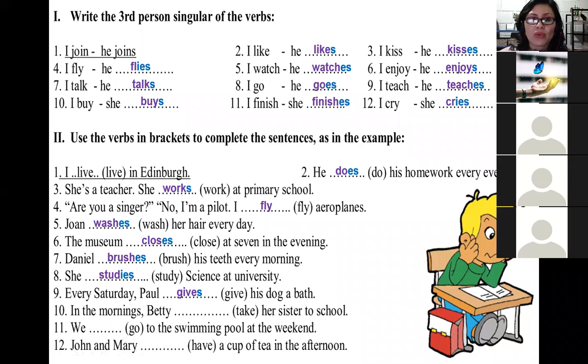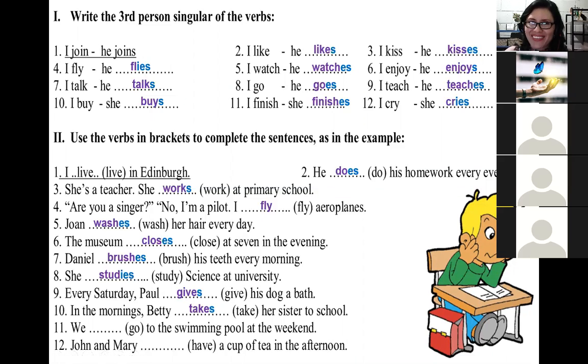Very good. What about number 10? In the mornings, Betty what? Okay, muy bien. Takes, right? Takes her sister to school. In the mornings, Betty takes her sister to school. Good job, okay? Then number 11, we what?